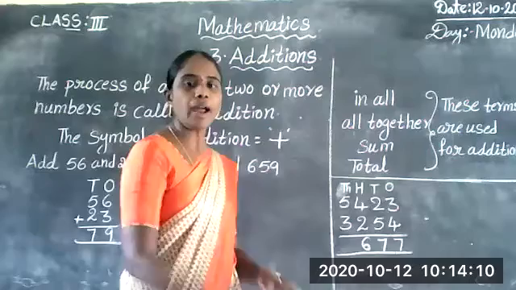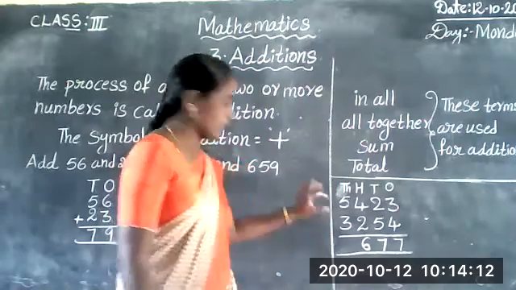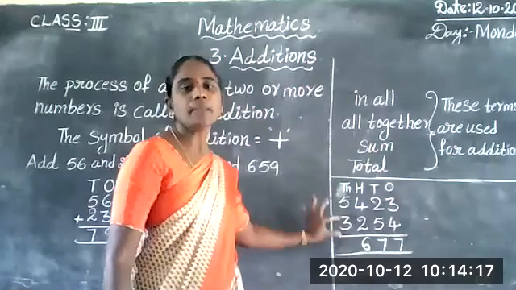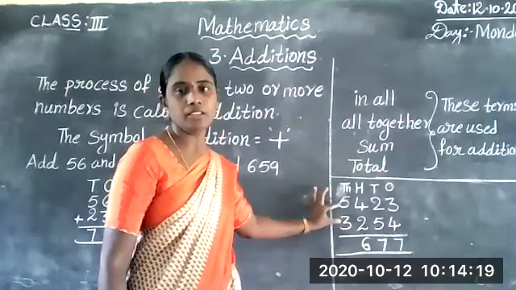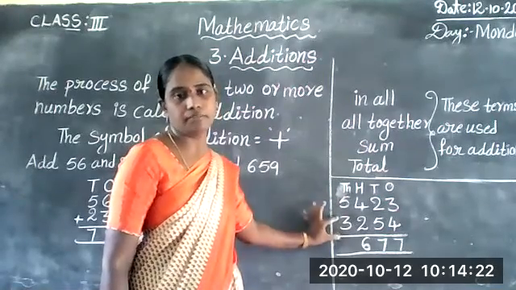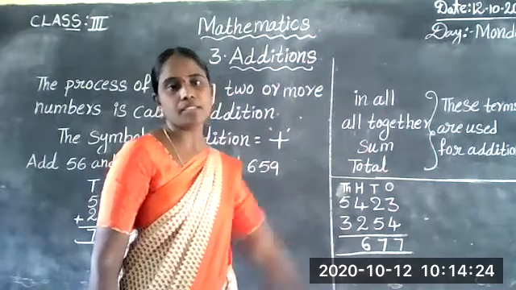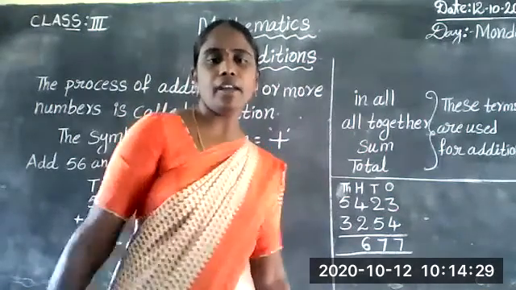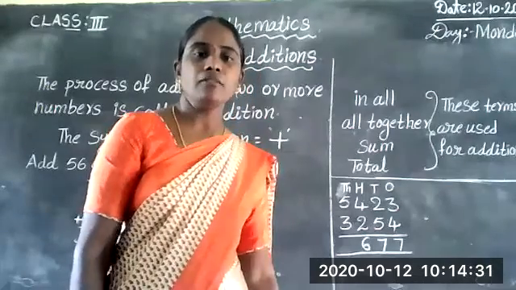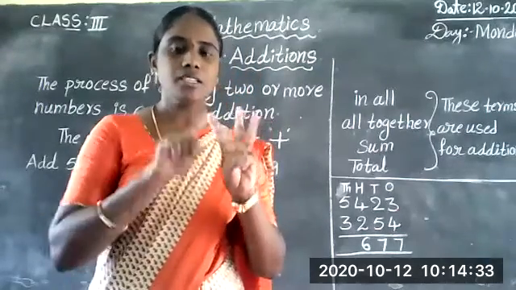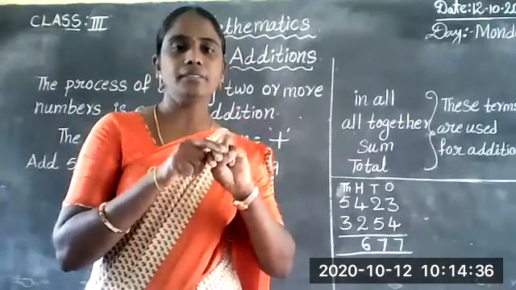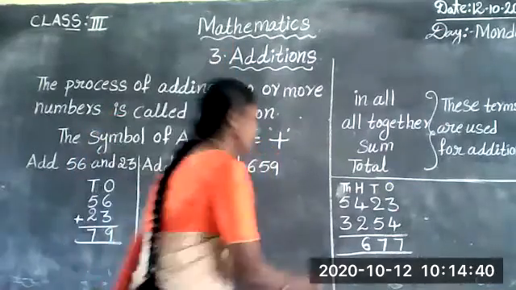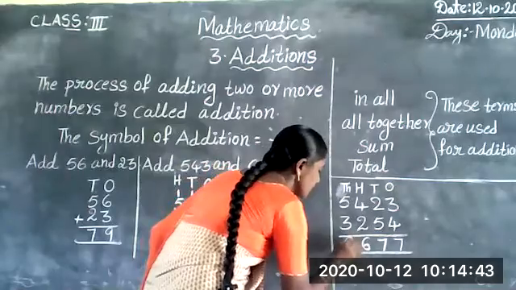Next place is thousands place. In thousands place, numbers 5 plus 3. Add 5 and 3. 5 after 3 count: 6, 7, 8. Write 8 in thousands place.